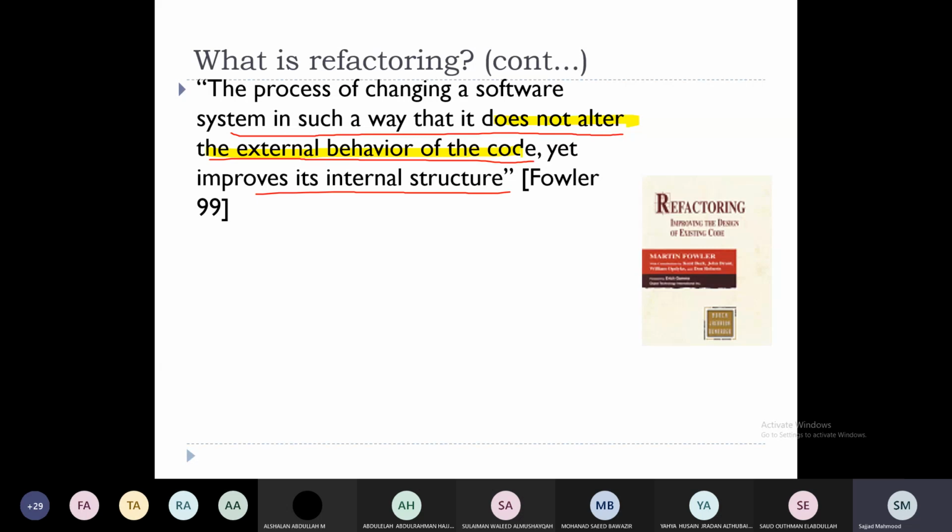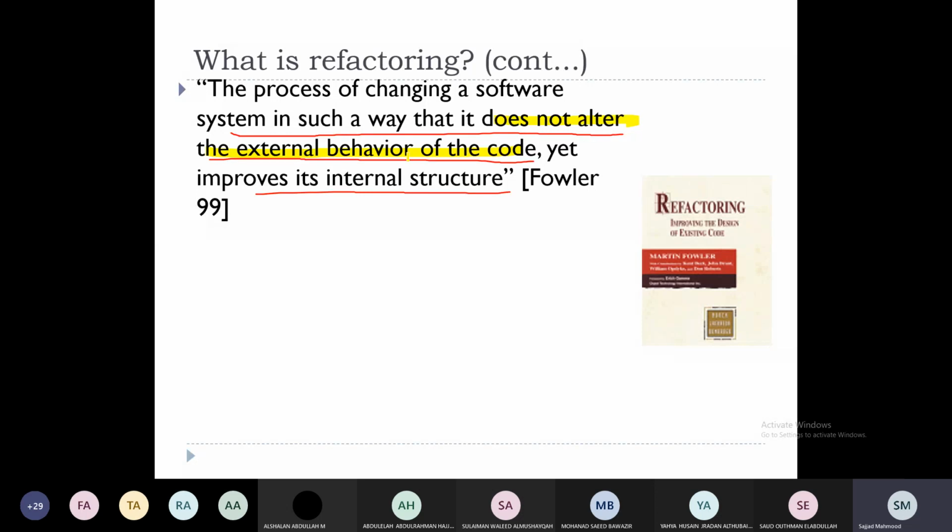Exactly. So the code has to compile for us to be doing refactoring. This is the first prerequisite. The code has to compile. If it doesn't compile, then I'm not doing refactoring to fix it. I'm doing debugging to fix it. Okay. And once I have the code compiled, then I'll try to make sure that I don't change the behavior.